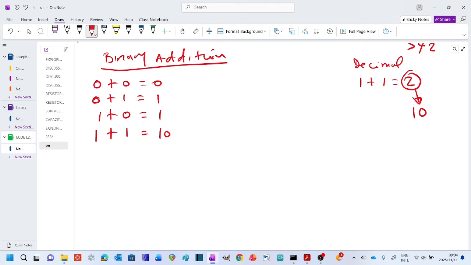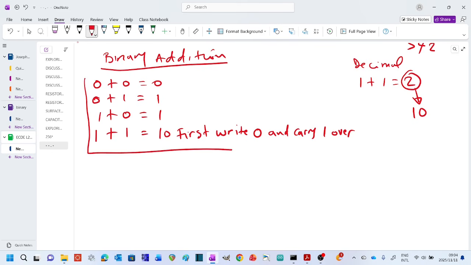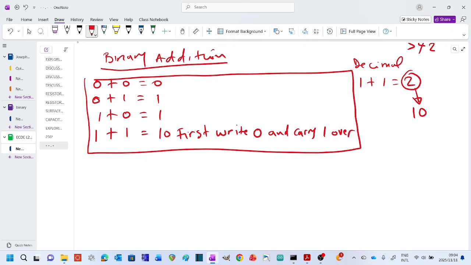But what does the rule say? The rule says first you're going to have to write a 0 and carry 1 over. So that's what you do. This is the rule. If you follow this rule, you will not falter. You will not make a mistake when you're solving a problem.